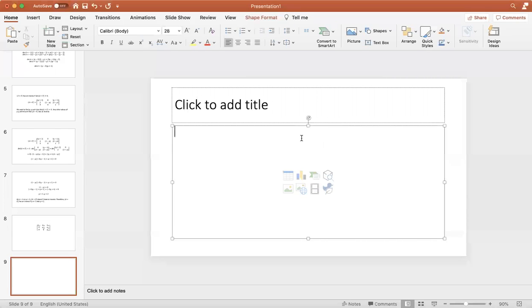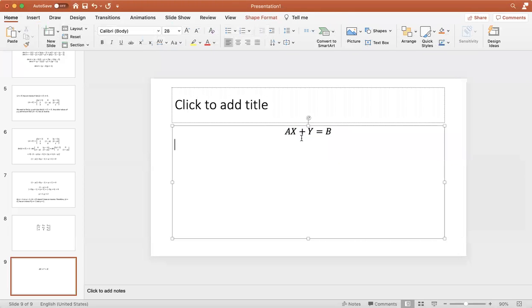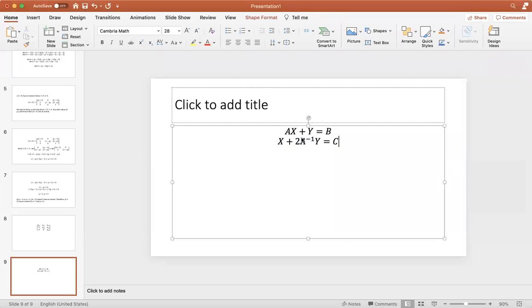Okay, suppose you have AX plus Y equals B. All of them are matrices. These are not variables. These are matrices. Okay, so you have X plus 2A inverse Y equals C. 2 is a scalar, of course. Now the question is, you wanted to express X and Y in terms of A, B, and C. So how do we do that?